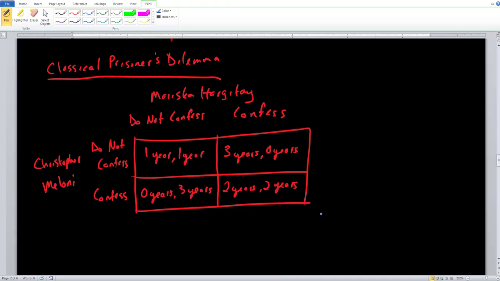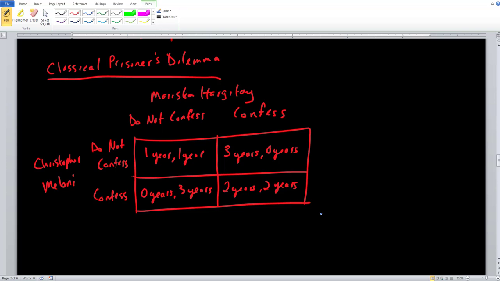So I've actually drawn up the classical prisoner's dilemma right here. We have two players. We have Christopher Maloney and Mariska Hargitay, and they have two strategies each: to either confess to a crime or not confess to a crime. So this is exactly for you Law and Order fans out there.